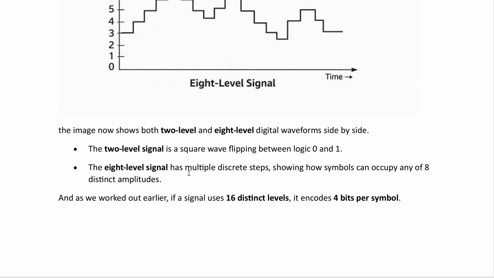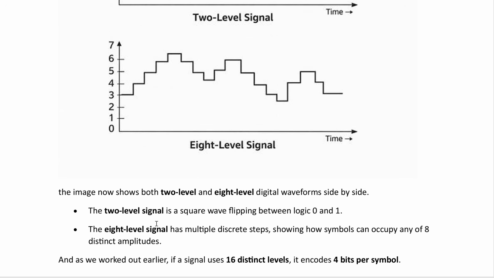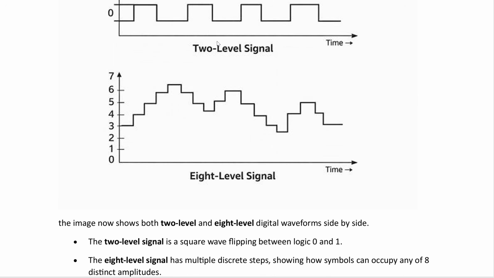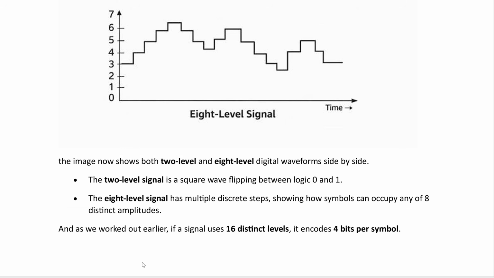The image now shows both the 2-level and 8-level digital waveforms side by side. The 2-level signal is a square wave flipping between logic 0 and 1. You can see this flipping: 0, then 1, 0, 1, 0, 1, 0, 1. The 2-level signal is a square wave, whereas the 8-level signal has multiple discrete steps. You can see here multiple steps, showing how symbols can occupy any of 8 distinct amplitudes, right?